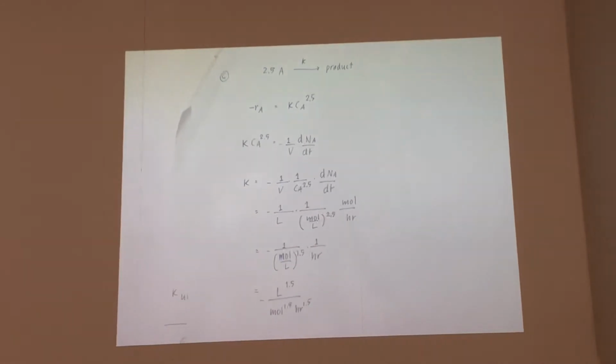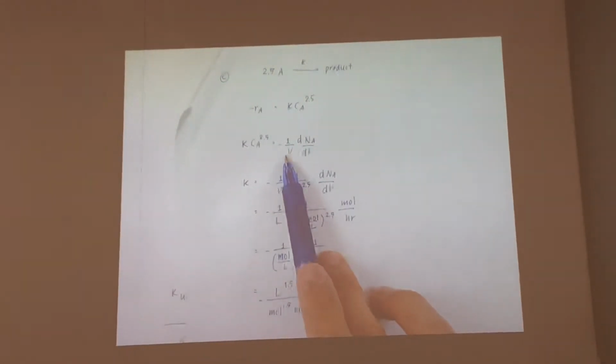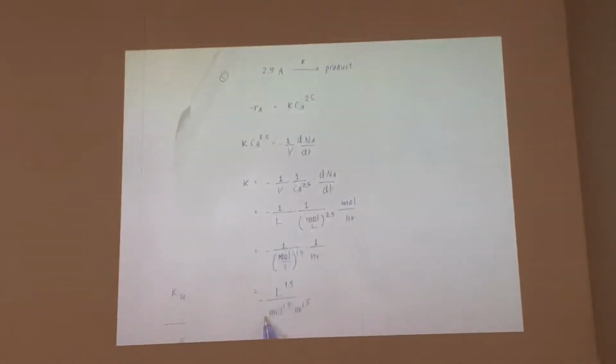If you look at this, this one is actually minus 1 over V. So the negative will be stuck all the way till here. From this calculation, yes. How did he get the unit? Good question.